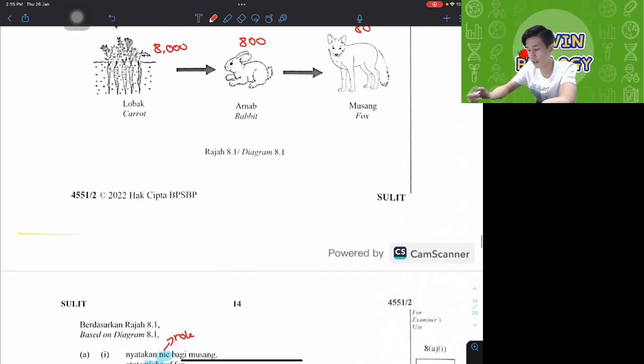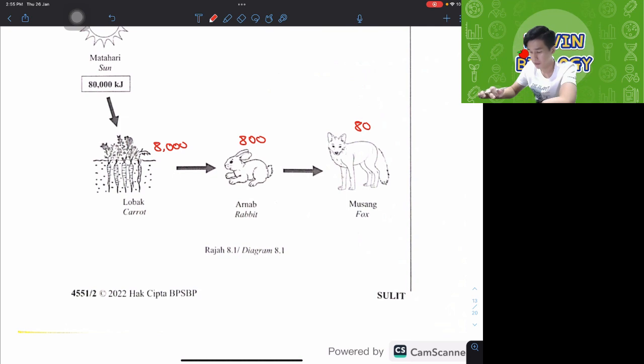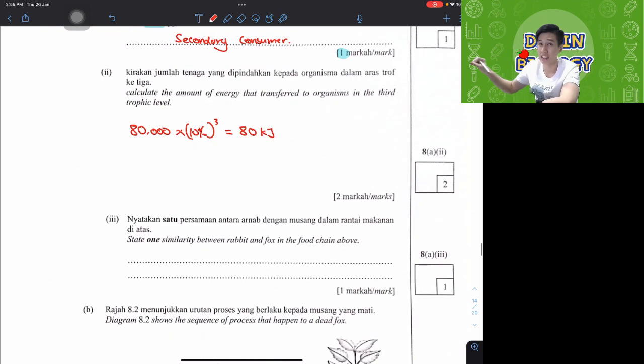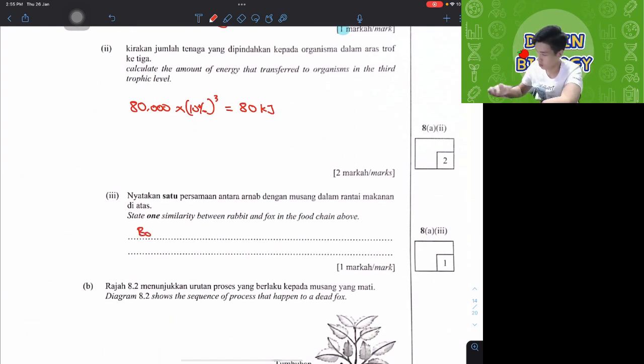One similarity between rabbit and fox in the food chain above. One similarity, they are both consumers. They need to eat other organisms to obtain energy. One mark only, so both are consumers.